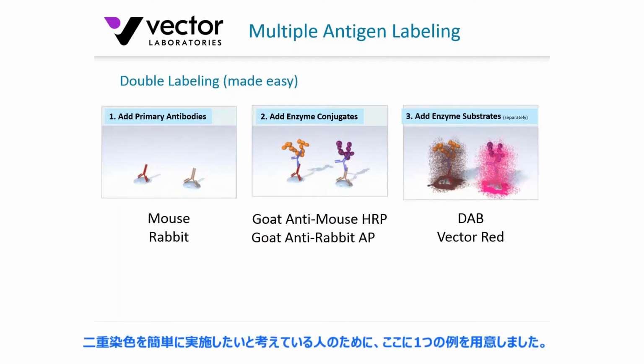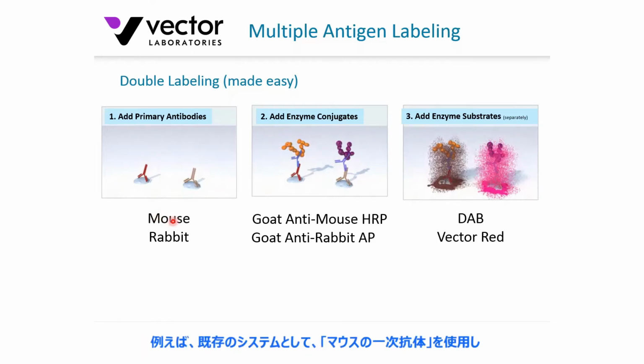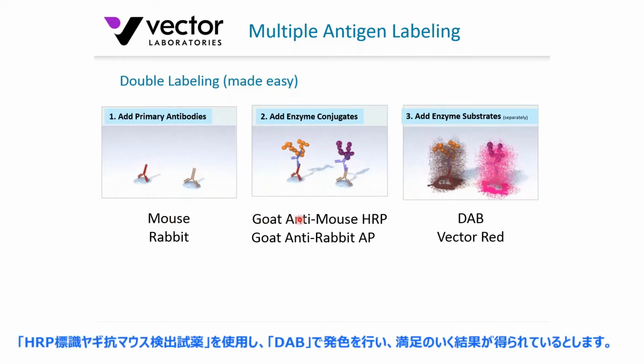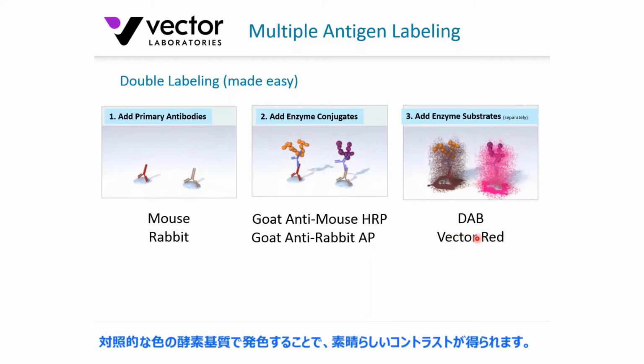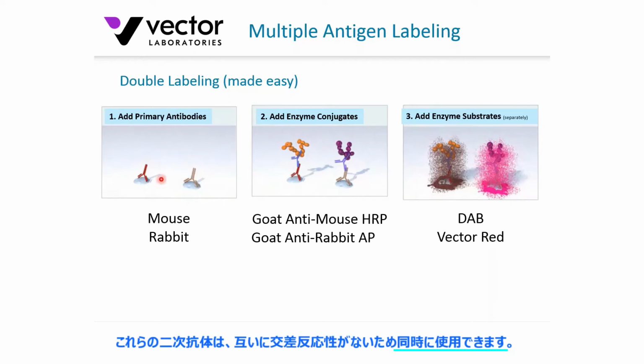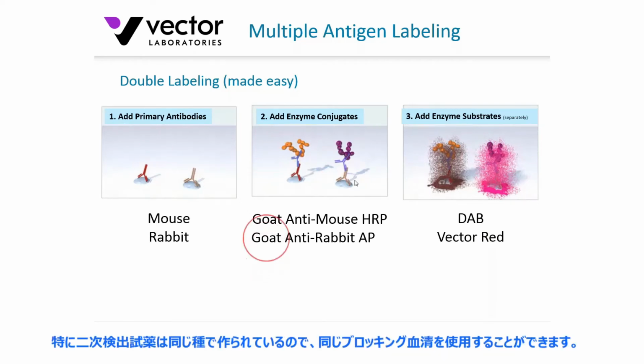But what I've got here, for those looking to maybe do a double labeling made easy, I've got one scenario here whereby, let's just say in your existing system, you've got a mouse primary antibody, you apply a goat anti-mouse peroxidase. This is your existing system, and you're developing with DAB. You're pretty happy with this, and you're thinking, you know what, I wanted to look at a different antigen. And you introduce a rabbit primary antibody. You apply an anti-rabbit alkaline phosphatase, different enzyme conjugate, and then apply a contrasting colored enzyme substrate at the end to give you a nice contrast. These you can mix together because there's not going to be any cross-reactivity. Importantly, these secondary detection reagents are raised in the same species, allows you to use the same serum.